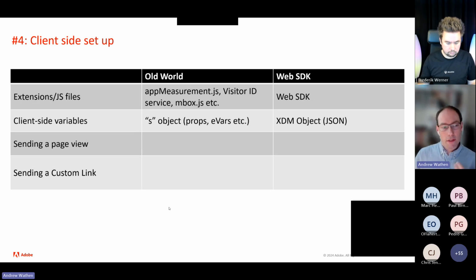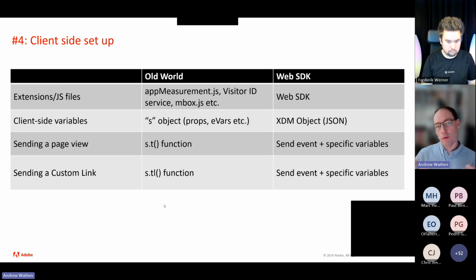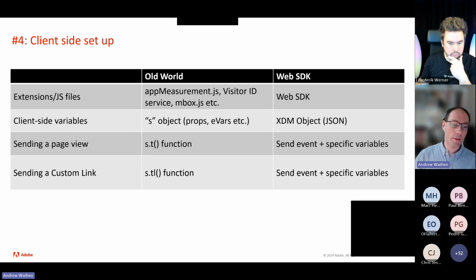And then another key difference is how we transmit data back to Adobe. With the old world app measurement and Analytics, we're used to using two different functions to determine whether it's a page view or a custom link tracking call. So we've got s.t for a page view and s.tl for custom link tracking. A bit of a change with Web SDK. We have a single sendEvent function that we use, and it's actually the variables that are contained within the XDM object which determine whether you are doing a page view or custom link tracking.